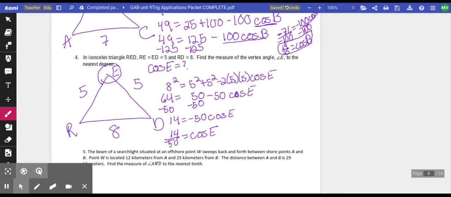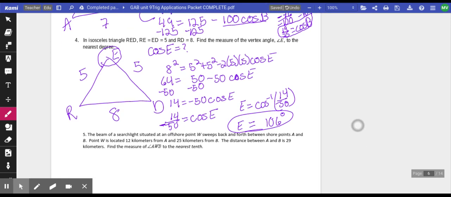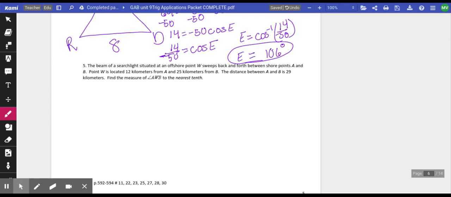Now we need to remember from our previous unit, if we knew the cosine of E, how do we find the angle E? To find the angle E, we do the inverse cosine of 14 over negative 50. You type that on your calculator, and E to the nearest degree is 106 degrees. It's 106.26, so that's 106 degrees. Now I want you to pause and try number 5 and come back and check.